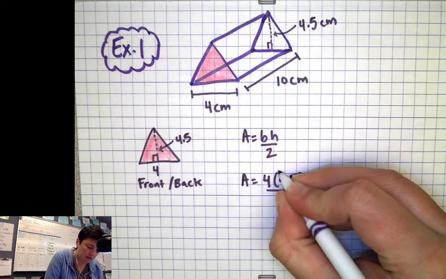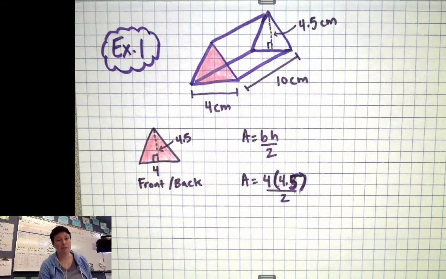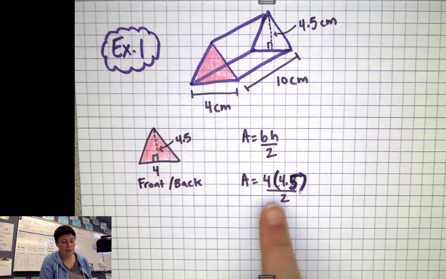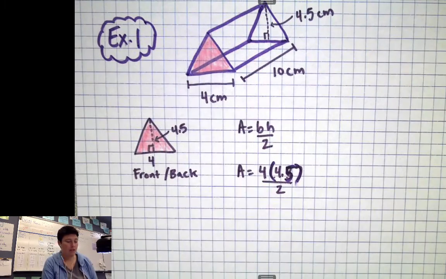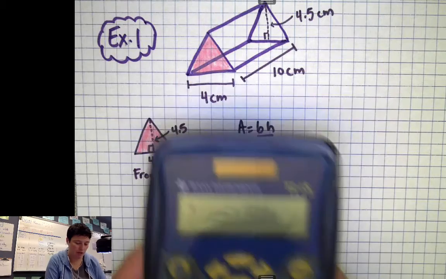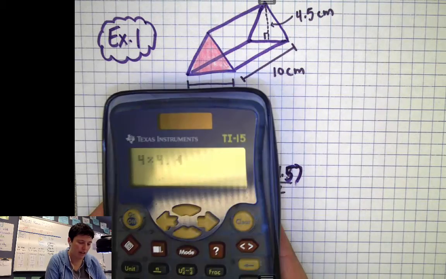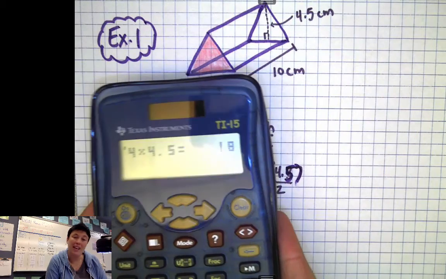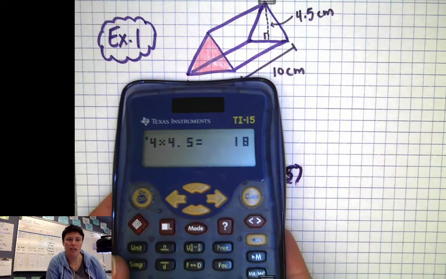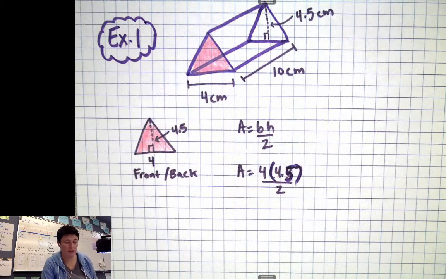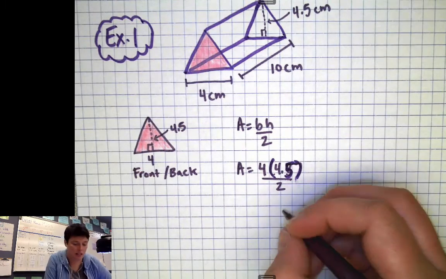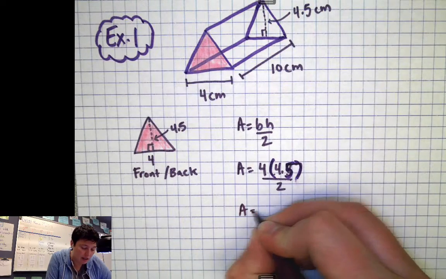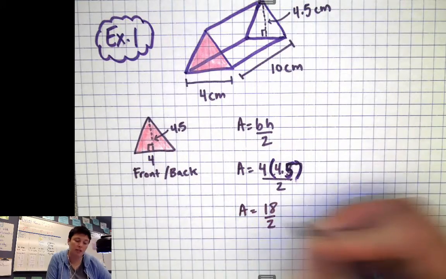4.5. It's a really bad 5, I'm sorry guys. But you know what we're doing. We're going to do 4 times 4.5, and then we're going to divide by 2. So 4 times 4.5 is 18. Oh, nice. So we got to do 18 divided by 2. I don't need a calculator. So 18 divided by 2, area equals 18 divided by 2, which is 9.